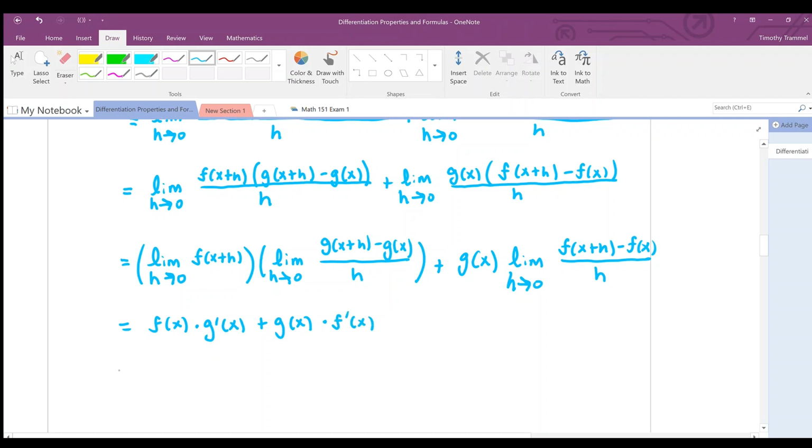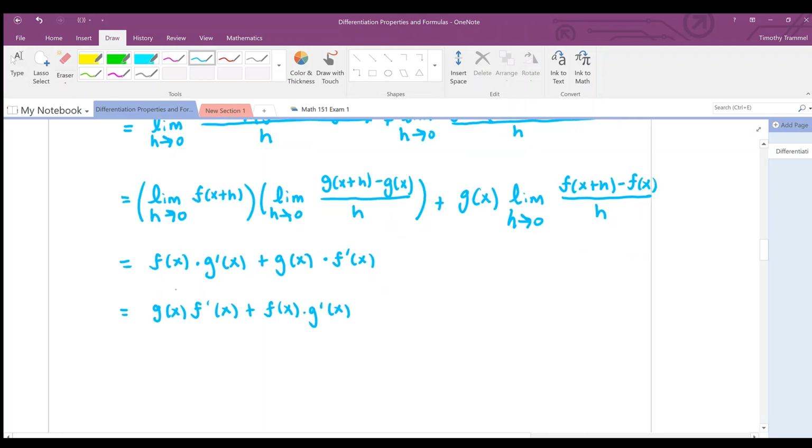And now this is the same formula we have up above. The terms are just in slightly different orders, right? For one, if I wanted to, you can switch the order of addition with real numbers. So f of x times g prime of x here.